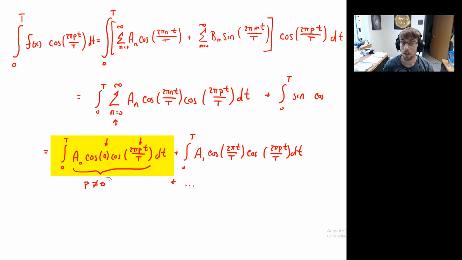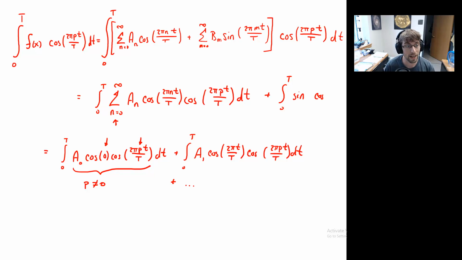And so this is the trick. This is Fourier's trick. By multiplying by cosine of 2 pi p t, that will single out only one term in that entire summation. It pulls out the only term where n and p are the same. Everything else, all the other terms, are 0.